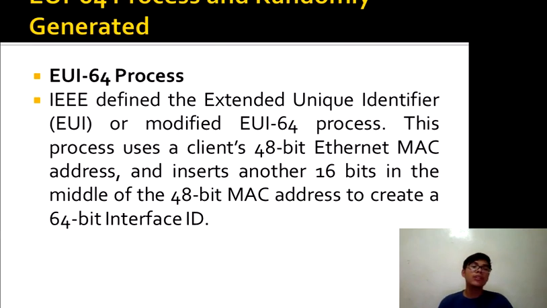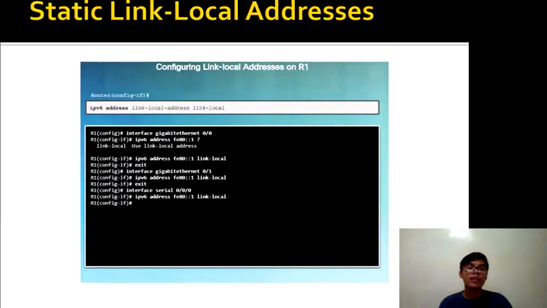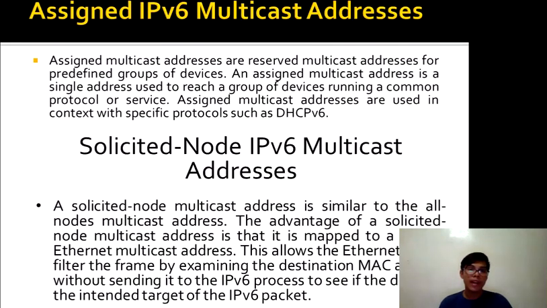EUI-64 process or randomly generated. The IEEE defined the Extended Unique Identifier, or modified EUI-64 process. This process uses the client's 48-bit Ethernet MAC address. Static link local addresses. Verifying IPv6 configuration. The show interface command displays the MAC address of the Ethernet interface. EUI-64 uses the MAC address to generate the interface ID and link local address.